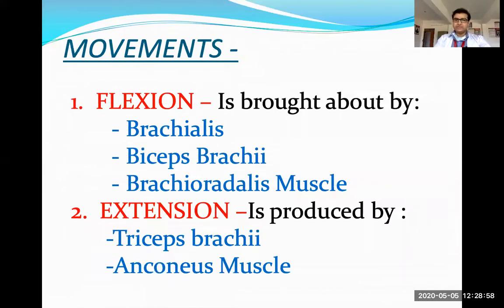So only two types of movements are possible here. One is flexion and second is extension. Flexion is brought about mainly by the brachialis muscle, biceps brachii and brachioradialis muscles, and extension is helped by the triceps brachii and anconeus muscles.